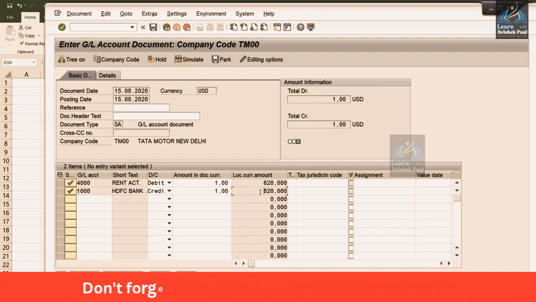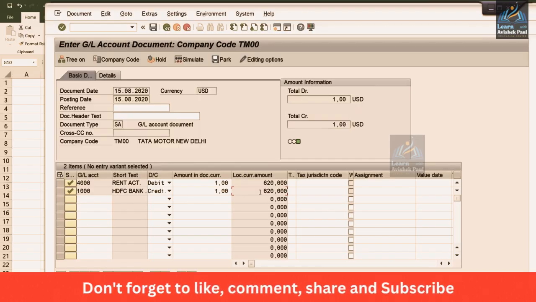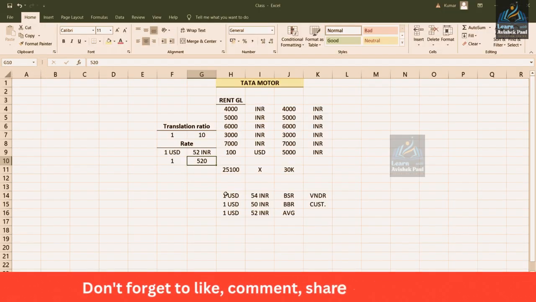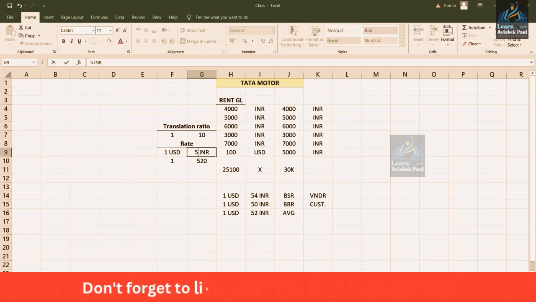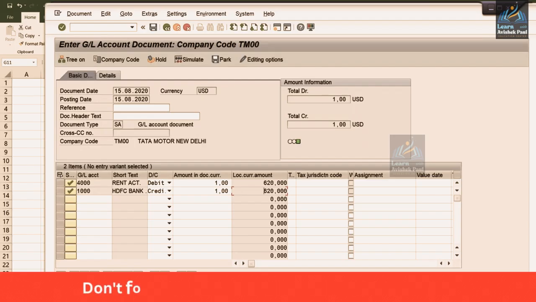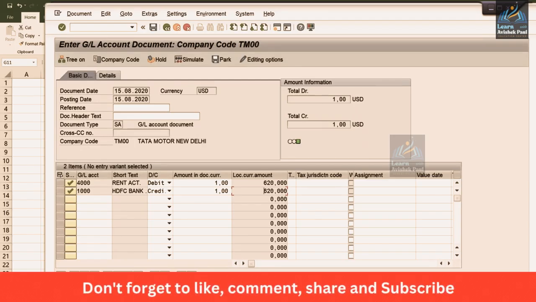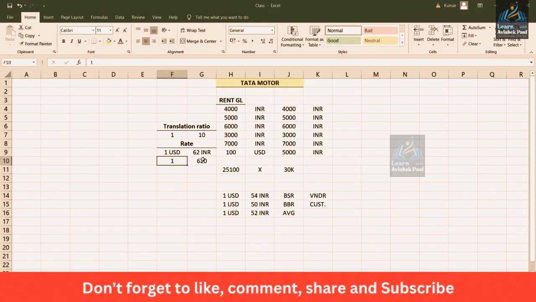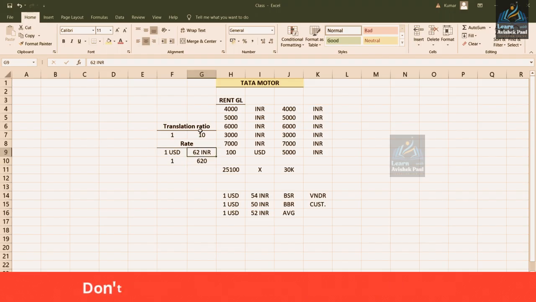620 means I have specified 62 rupees, guys. If you are able to remember, instead of 52, I have specified 62 in the exchange rate table in the previous session. That is what the system uses. So here 620 rupees is going to be calculated, right? So it depends upon the exchange rate and the translation ratio. In the translation ratio, if it is 1:10, then what is happening, guys? The currency is also going to multiply by that factor, in that ratio itself. 1 USD equals 62 multiplied by 10.